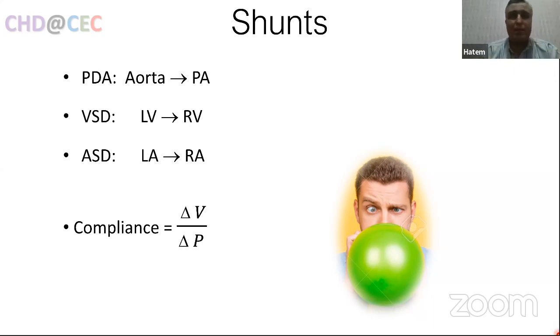And so to summarize, LV end diastolic pressure is slightly higher than RV end diastolic pressure. And that's why left atrial pressure is slightly higher than right atrial pressure. And so the net flow across the atria is left atrium to right atrium, a left to right shunt.